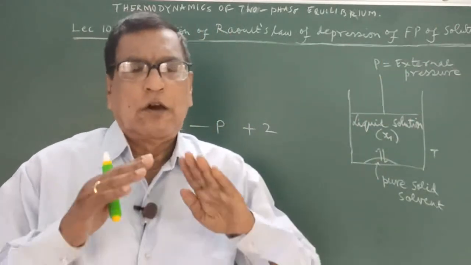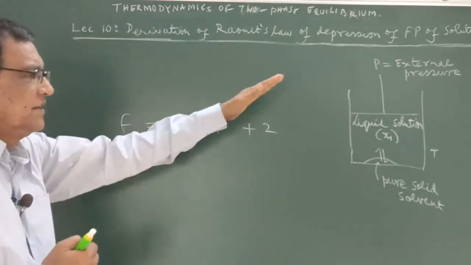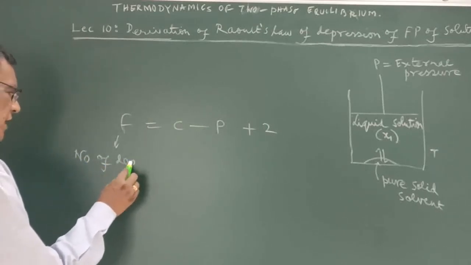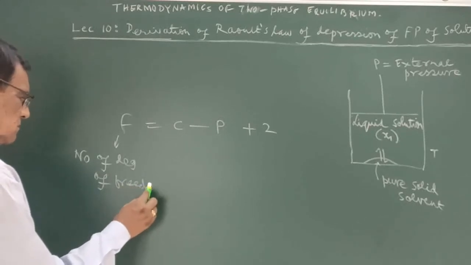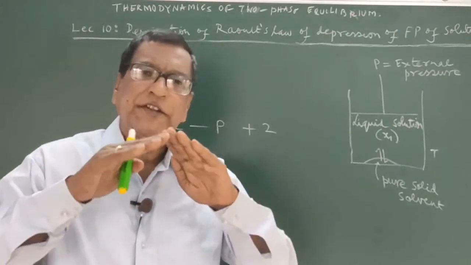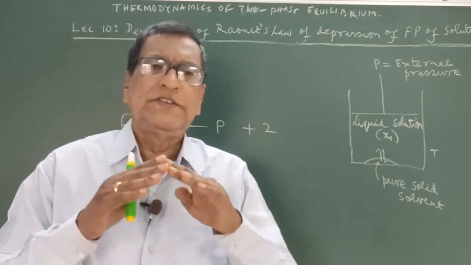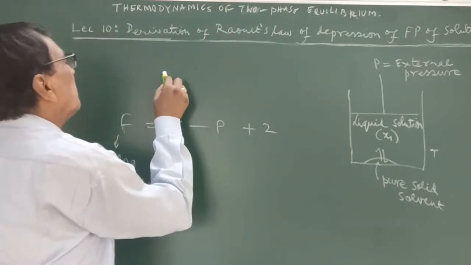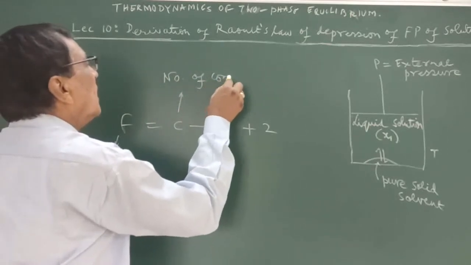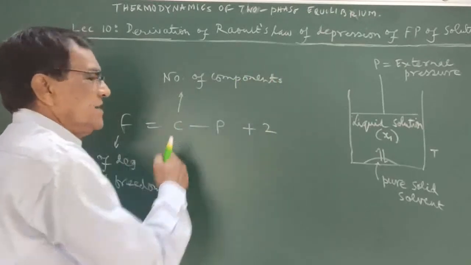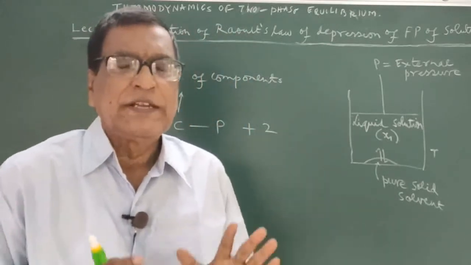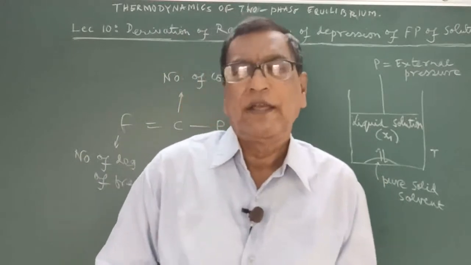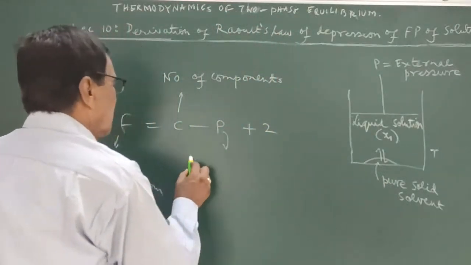This is a simple formula, and by the use of this formula it is possible to explain diverse equilibria of multi-phase, multi-component systems. Here F is the number of degrees of freedom, the number of independent intensive variables that can be changed independently without altering the number of phases of the system. C is the number of components, the number of independent chemical constituents. It means that if the addition of one constituent does not affect the other constituents, they are called independent chemical constituents. And P is the number of phases.